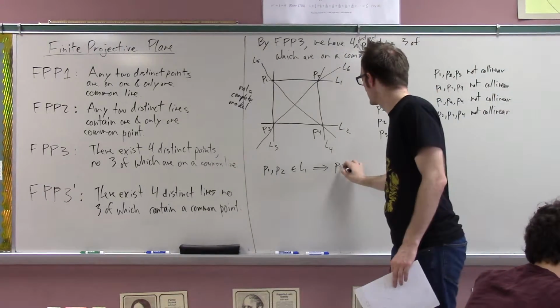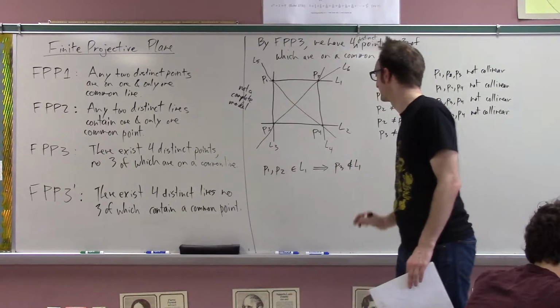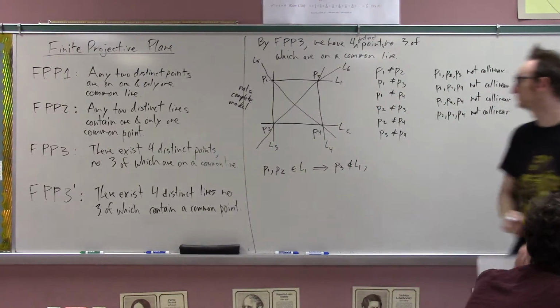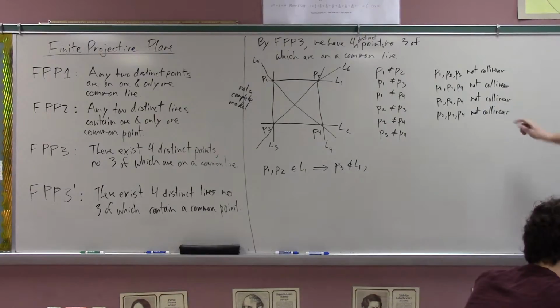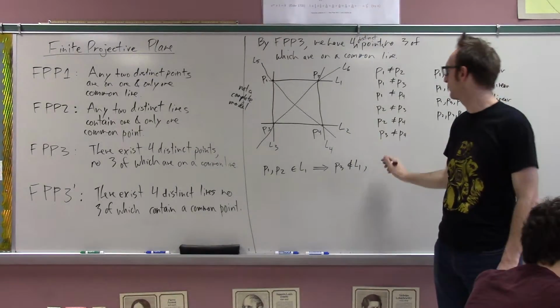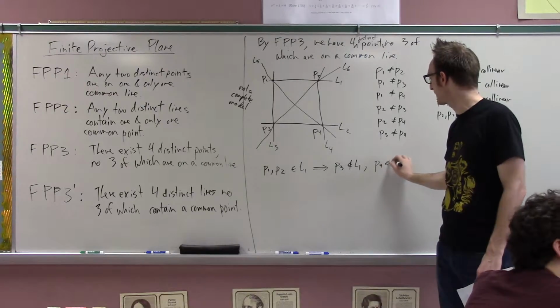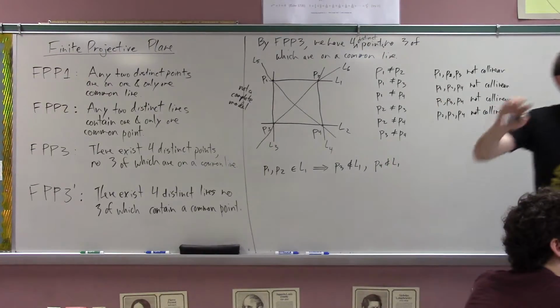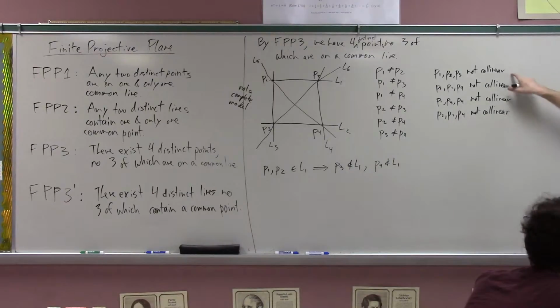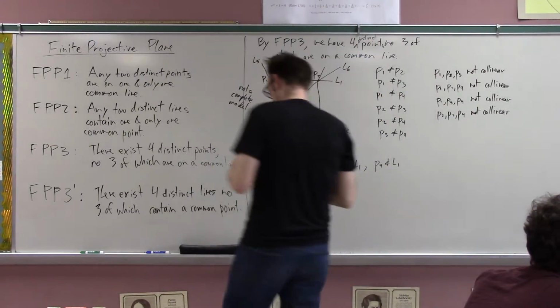P3 is not on L1. And also, P1, P2, P4 are not collinear. So not only is P3 not on L1, but P4 is also not on L1. Again, I'm using my picture as inspiration, but you see how it follows exactly on a technical level from the statements at the end. Okay, and we can just keep doing this.